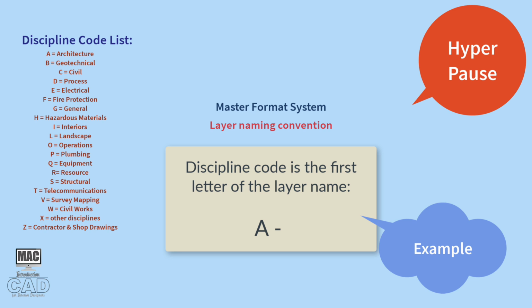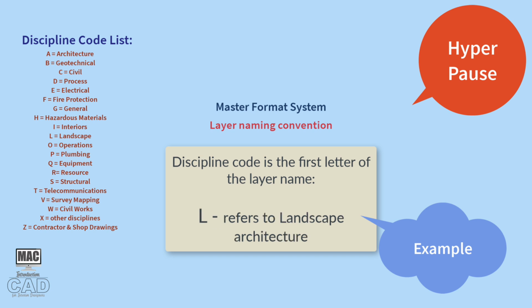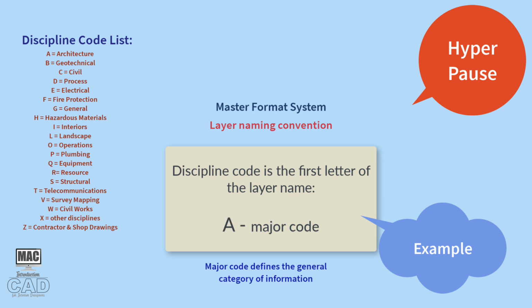The discipline code for architectural elements is designated by the letter A. Interior design layers are typically designated by an I letter for the discipline code. Civil engineering information is designated by the letter C, and landscape architecture information is designated by the letter L, and so on. Following the discipline code, add a hyphen, and then the major code denotation. The major code is the general category which describes the layer information. In this example, the major code is annotation, which defines a broad category of information.